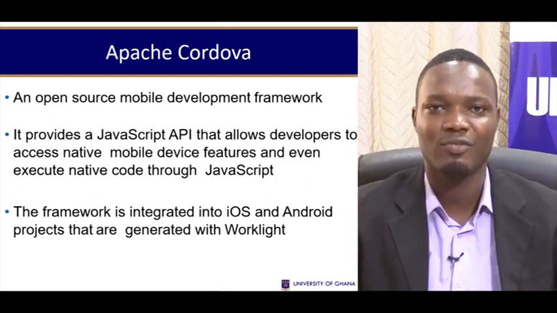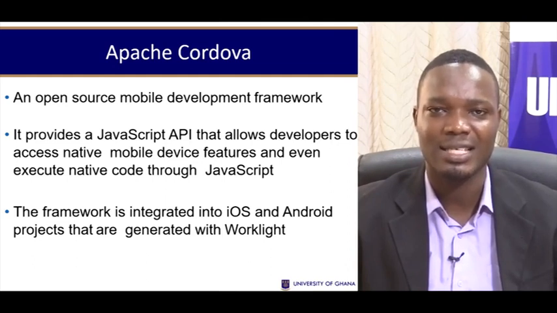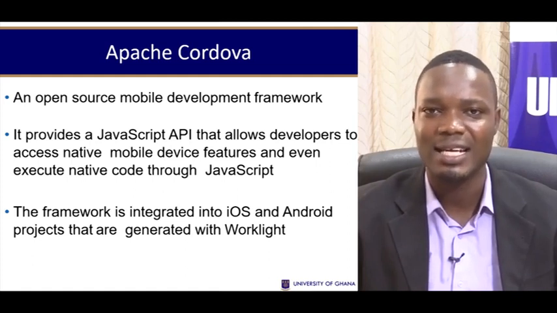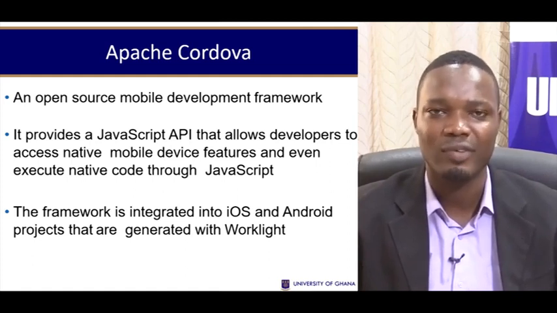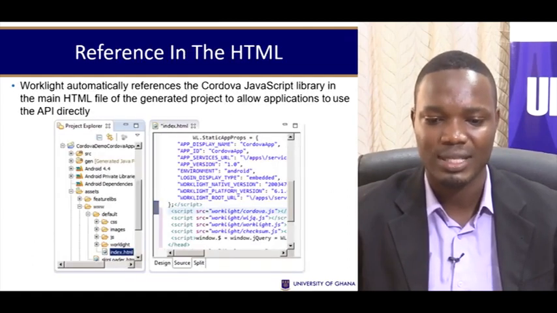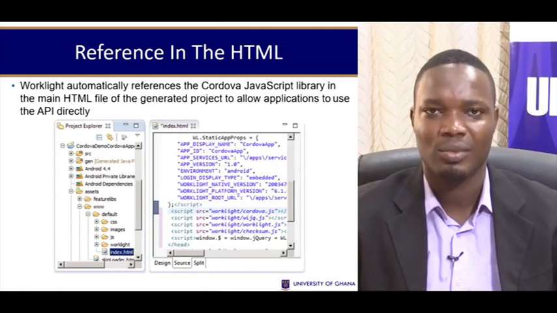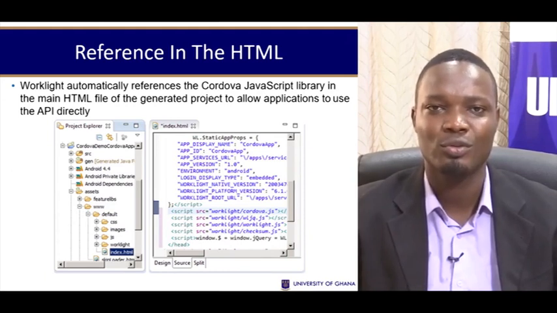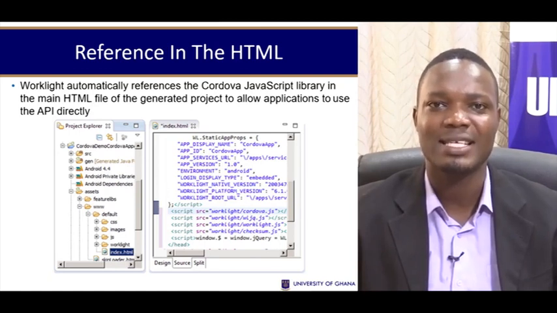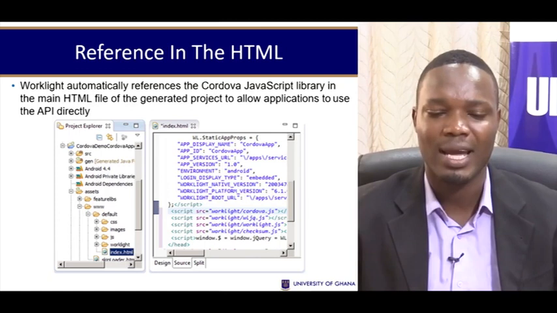Now, this framework, like we've been seeing in some earlier sessions, is integrated into iOS and Android. And we're able to achieve that by creating a Worklight project and then adding the various platforms which we want to develop for onto that project. Now, if you've built a Worklight application and you haven't gone through to have a thorough look at all the code or all the files, then you might not have seen this. But Apache Cordova is integrated into every Worklight project.